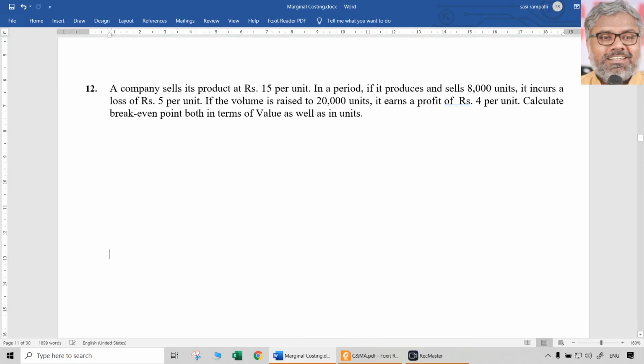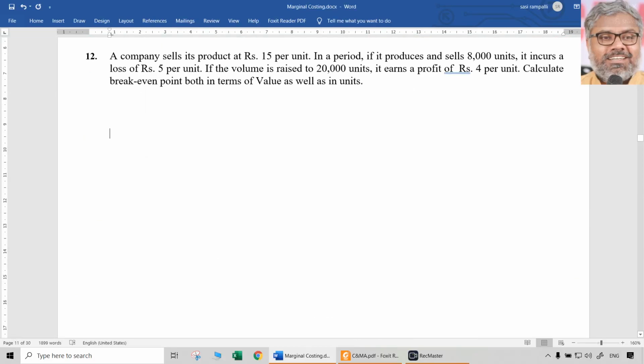Now, let us look at question number 12. A company sells its product at 15 rupees per unit. Okay, that is the selling price. Fine. So selling price is how much? 15 rupees per unit, that is given.